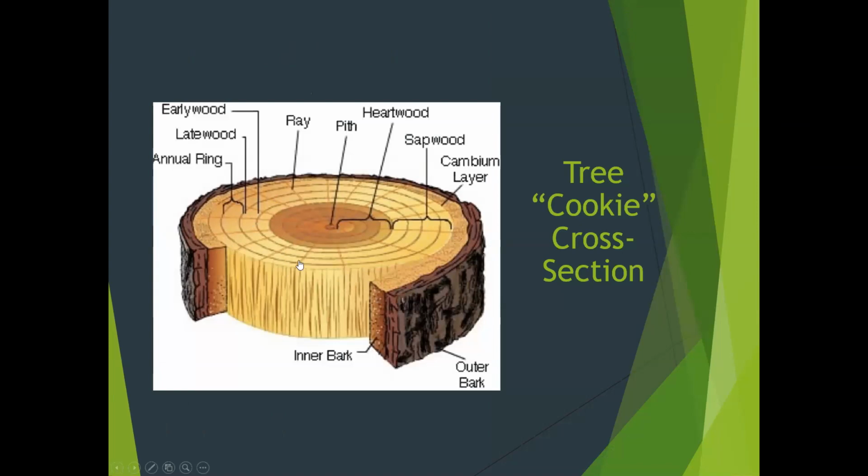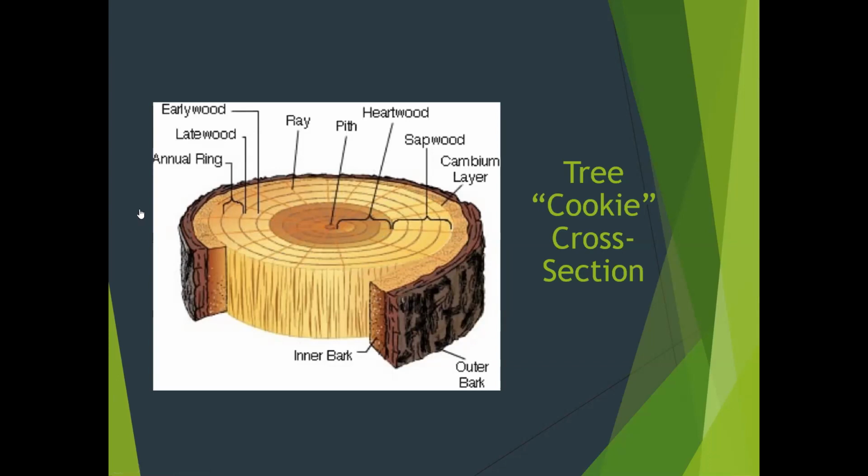This is what we call a tree cookie, just because it looks like a cookie, but it's a cross section cut through the tree. I like this particular diagram because it shows the difference between the two: the heartwood, which is this darker part in the center that gives support to the tree, and the sapwood, which is part of the vascular system of the tree, which is lighter in color. And that's pretty much true for all trees.